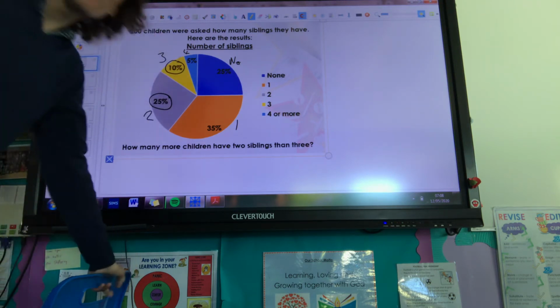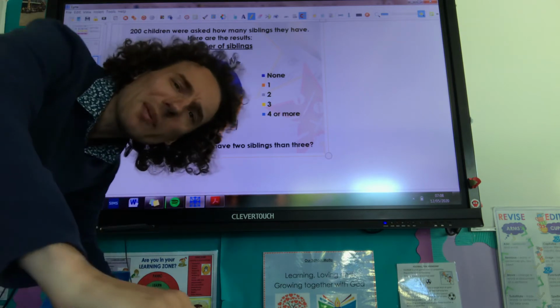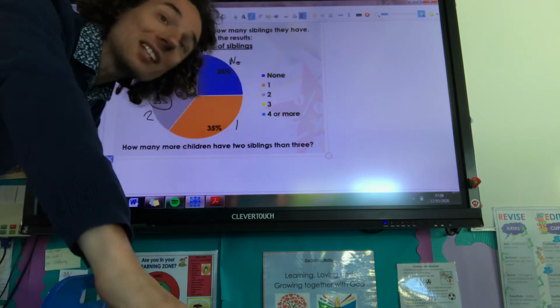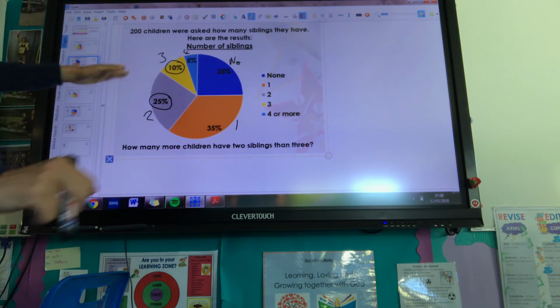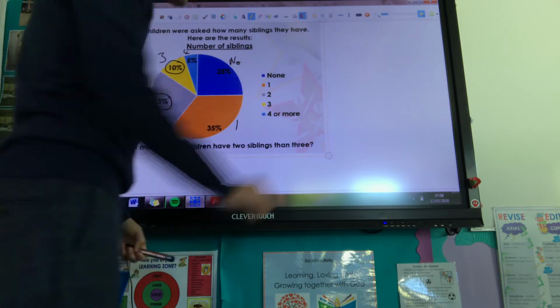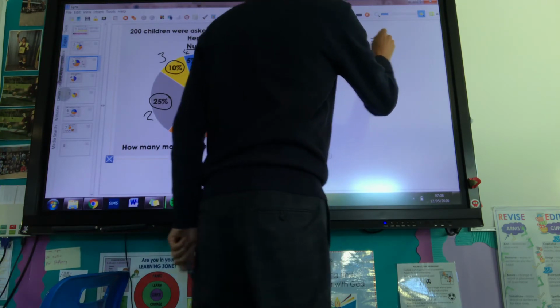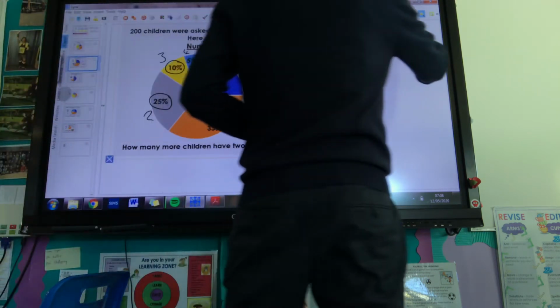Oh, 25%. Now, we could find 10%, 10%, 5%, but can we remember? Is there an easier way of finding 25%? Oh, I can see lots of hands up. What is it, Sonny? Yes, we divide by 4. So to find 25% of 200, we will divide 200 by 4. And what is 200 divided by 4? Rhea B, what is it? Yeah, 50. Well done, because 20 divided by 4 is 5. And then we multiply it by 10, 50.